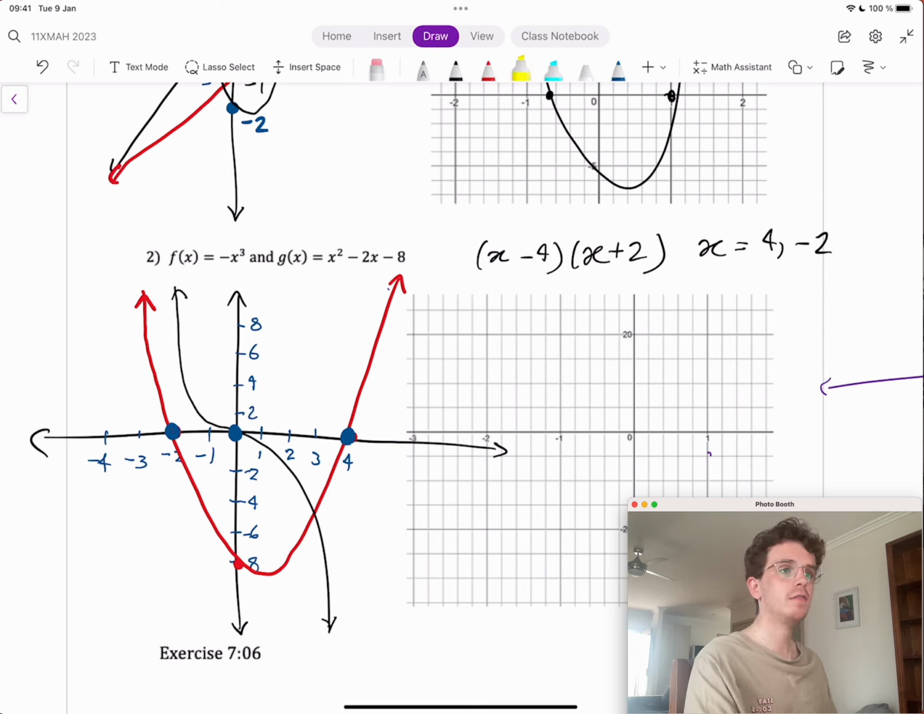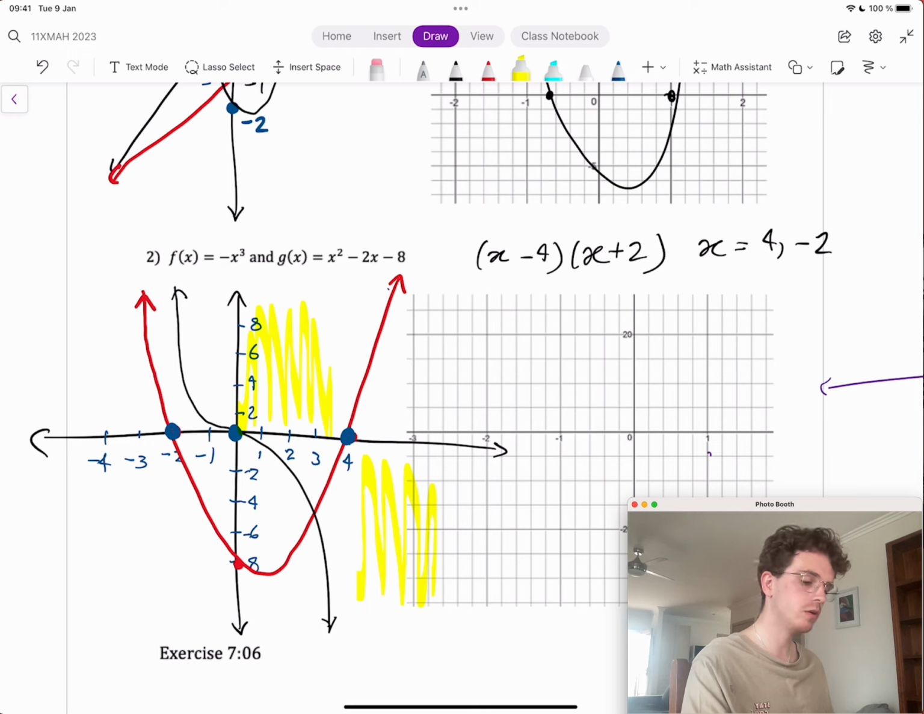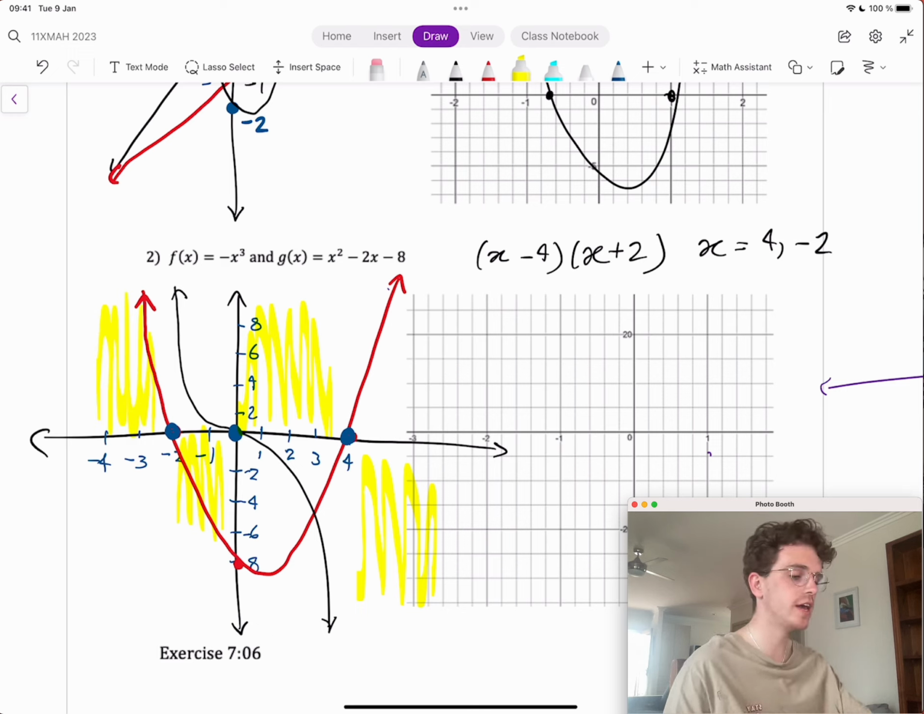Let's think about where our graph's going to be on either side of each of our x-intercepts. If we look at the right-hand side of our 4, we've got a positive times a negative, so our graph's going to be down here. Between the origin and 4, we've got two negatives, which make a positive, so my graph is going to be up here. Between 0 and -2, I've got a positive and a negative, so my graph is going to be down here. And when we're on the left-hand side of -2, we've got two positives, so my graph is going to be up here. Sometimes I like to do that type of shading.